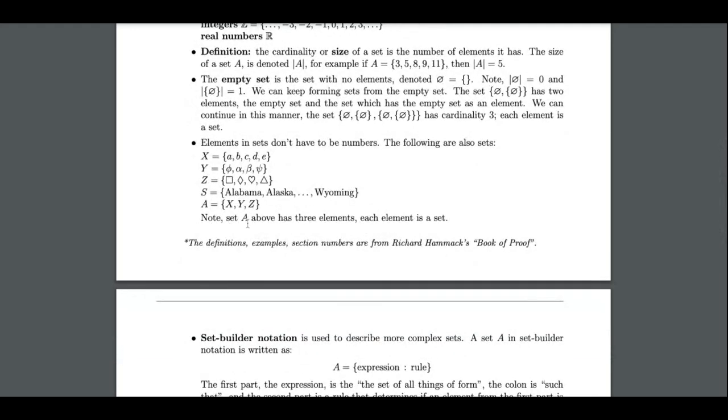Note that set A above has 3 elements. Each element is a set. Set A above has 3 elements because we defined X, Y, Z. Since we defined X, Y, Z, X is a set.